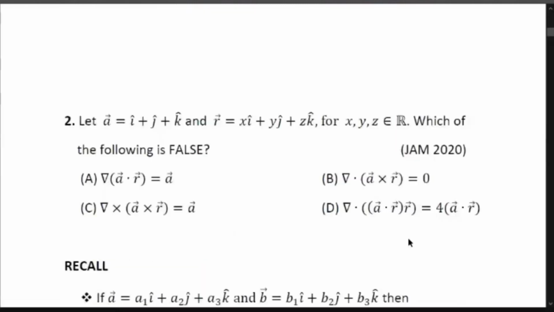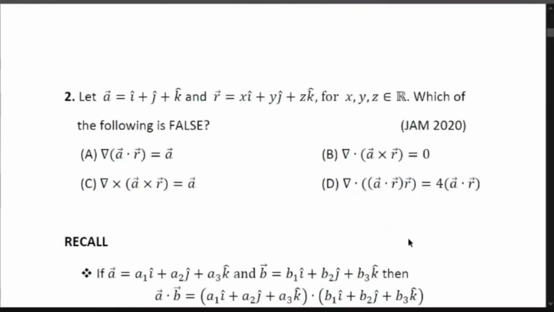So the second question is here. Let a be the constant vector i plus j plus k, and r is the vector xi plus yj plus zk. Whenever you get vector r, you realize that it is the vector xi plus yj plus zk if not mentioned otherwise, which is the position vector of the point x, y, z. Hope you know what a position vector is. In some questions, they may simply give vector r, so you have to understand it as a position vector.